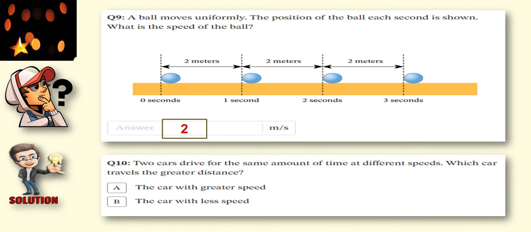Question number 10. Two cars drive for the same amount of time at different speeds. Which car travels a greater distance? It means that I am very fast, I have a greater speed. So the car with the greater speed.